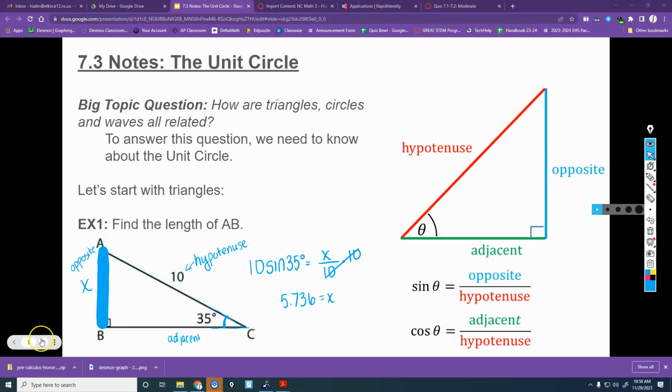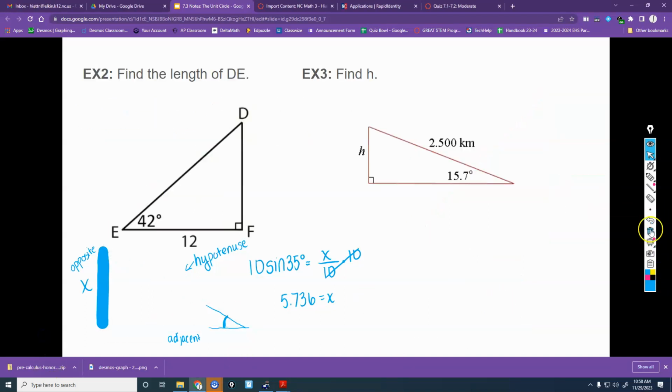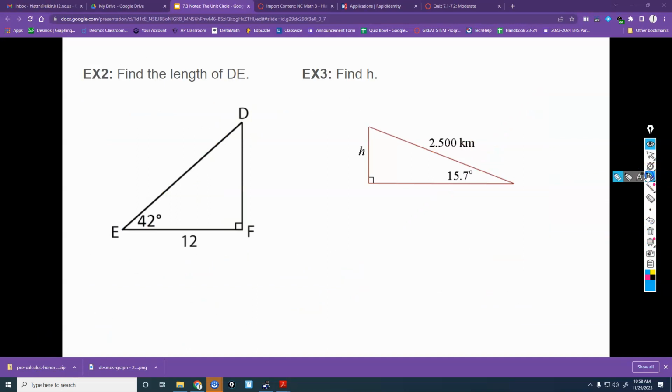Okay, so try example 3 and example 4. Oh, I'm sorry, example 2 and example 3. How many decimals do we got? Do 3.